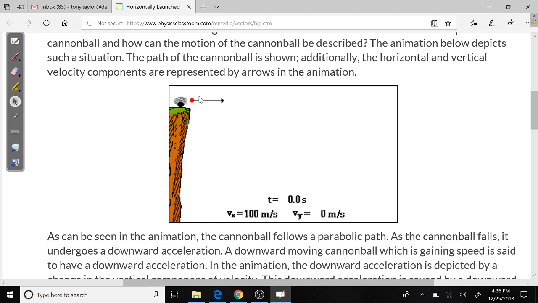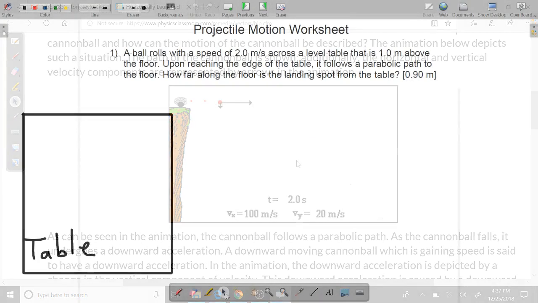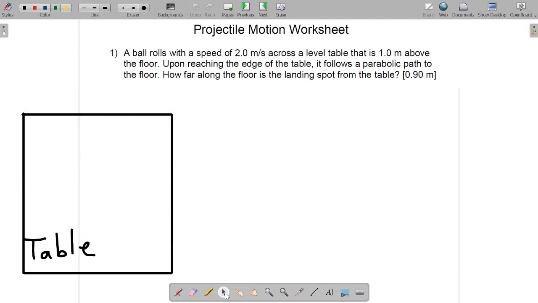This arrow here is showing us the magnitude of the x velocity, whereas the second arrow pointing downward is showing us the magnitude of the y velocity. Notice how it starts off with no arrow in the y direction, but then it continuously increases. Okay, so keep that in mind as we work this problem out, that x and y are independent from each other. Now, let's do number one.